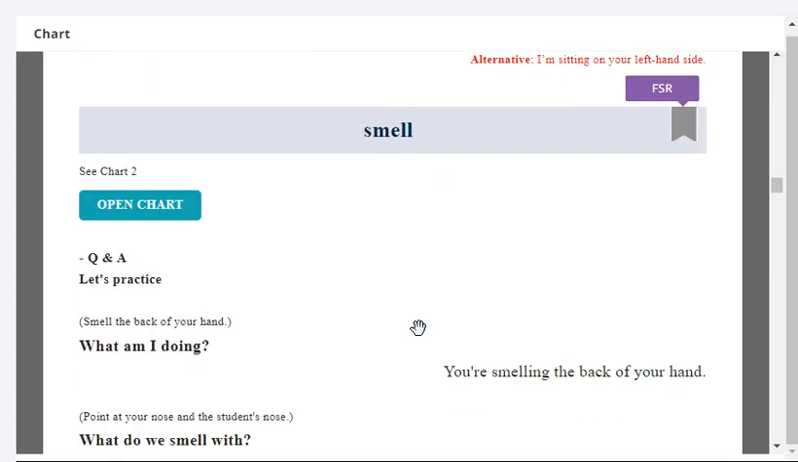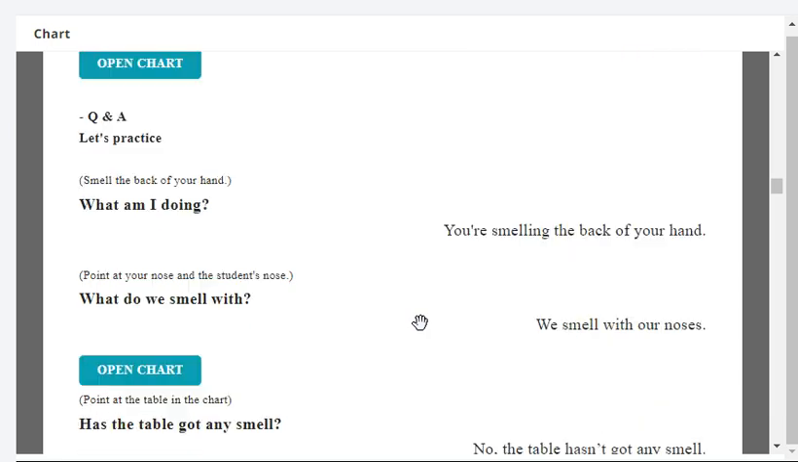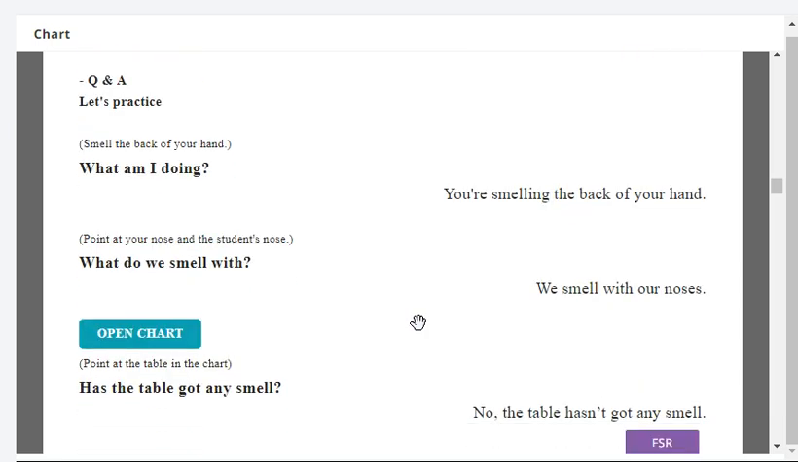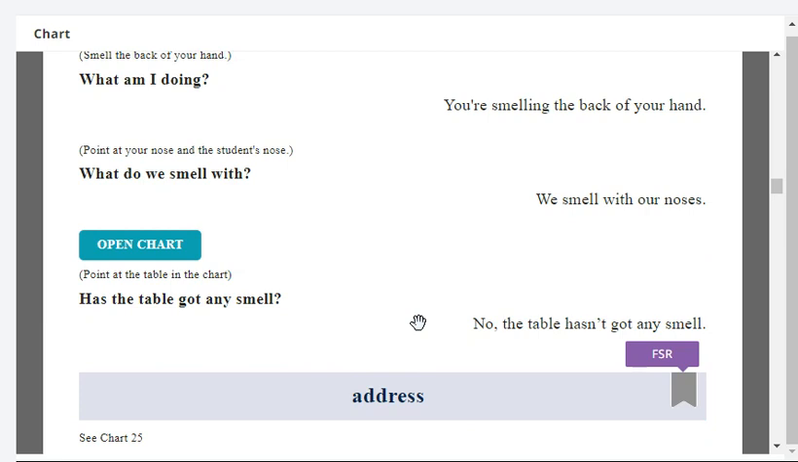What am I doing? You're smelling the back of your hand. It's on the back of your hand. Very good. What do we smell with? We smell with our noses. Very good.